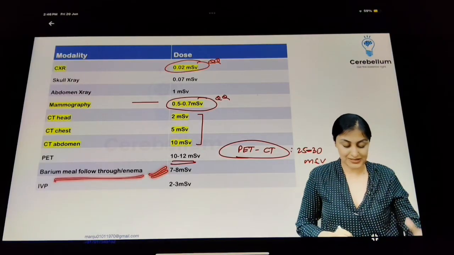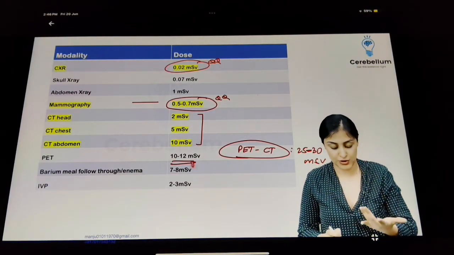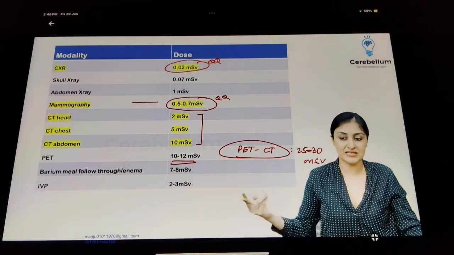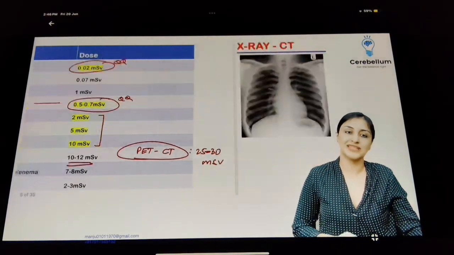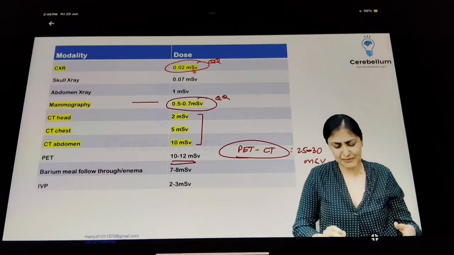Barium meal follow through is where you are giving barium to the patient orally and then you take X-rays. So this also is pretty high because we take a bunch of X-rays. We take these continuous X-ray exposures, and that's why the radiation increases. IVP also is pretty high compared to a standard X-ray. So this is what we need to know as a reference. Don't take these numbers too hard. Maybe just the highlighted ones.